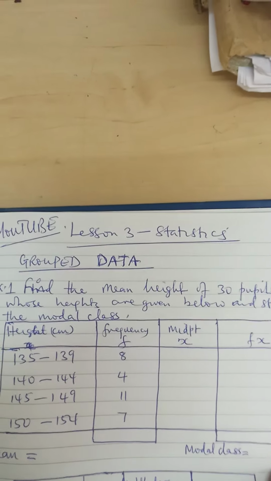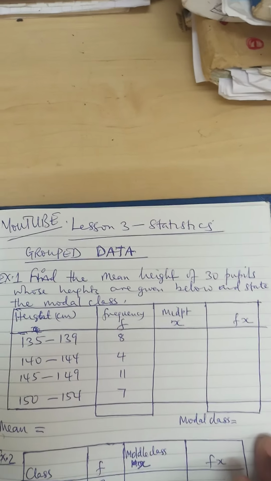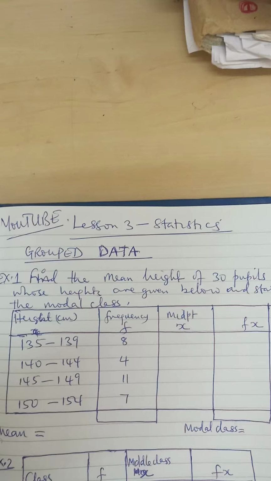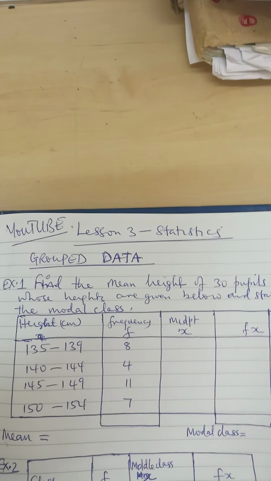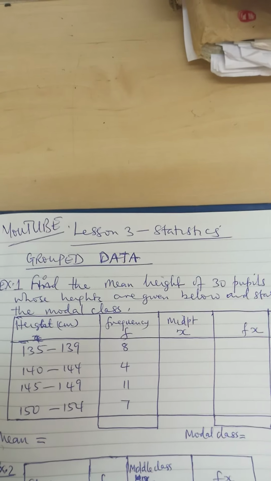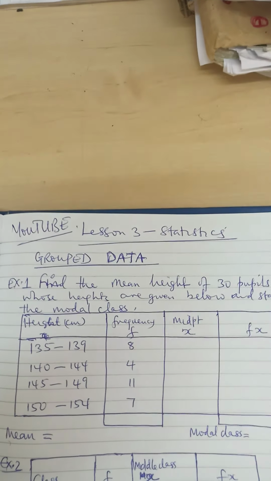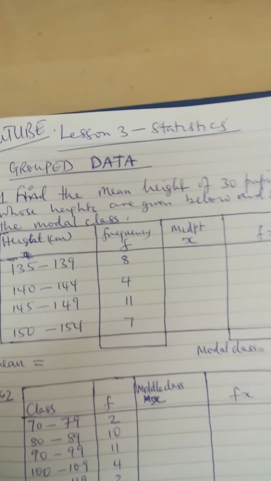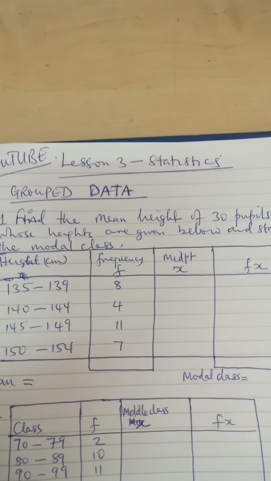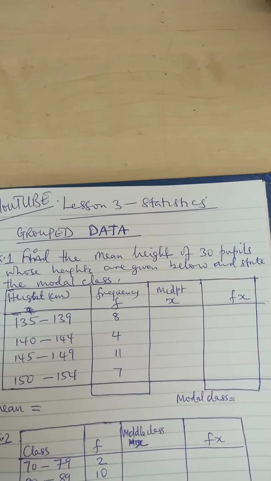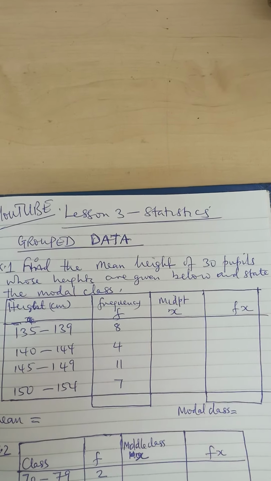As earlier promised, our lesson 3 is going to be on grouped data. The teacher is Teacher Kakuru, and I want us to go through these examples. The example at hand is: find the mean height of 30 pupils whose heights are given below and state the model class.